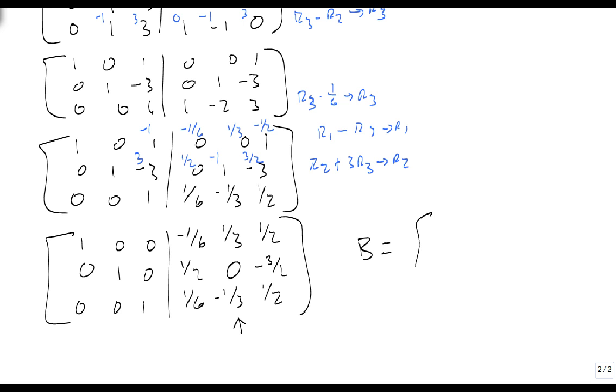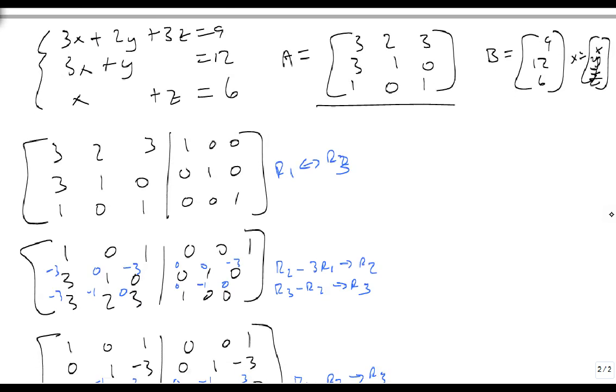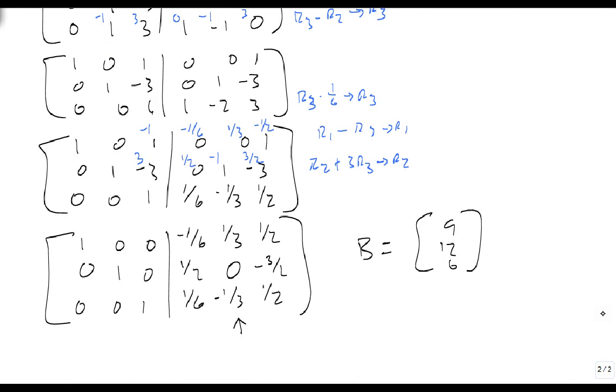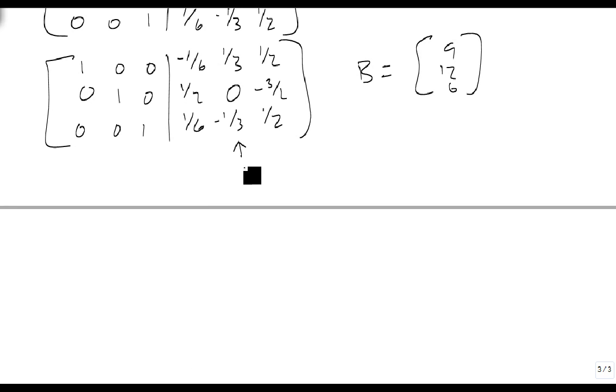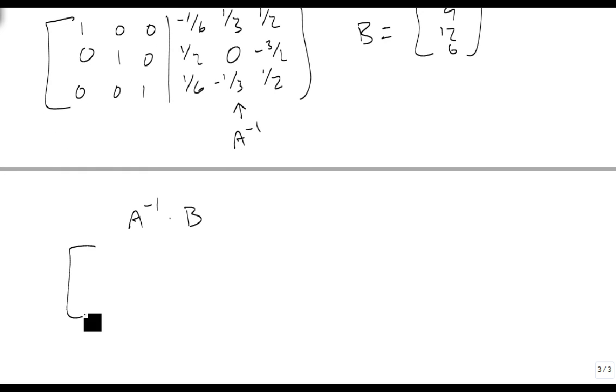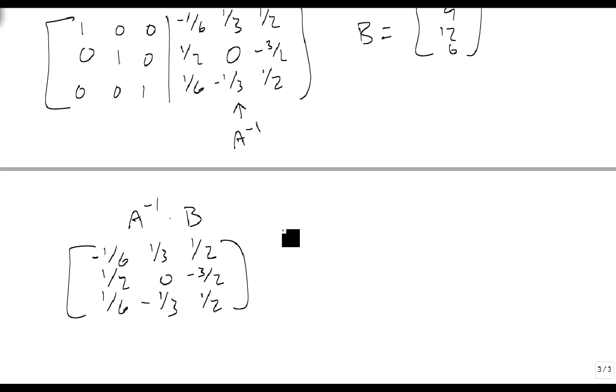And remember that B was 9, 12, 6. So I'm just going to copy that over. And so now I'm going to scroll down. I'm going to create a new page. And we're going to multiply my inverse. This is A inverse times B. And so that's going to give me minus 1 sixth, 1 third, and 1 half; 1 half, 0, minus 3 halves; 1 sixth again, minus 1 third, 1 half, and we're going to multiply that by 9, 12, 6.